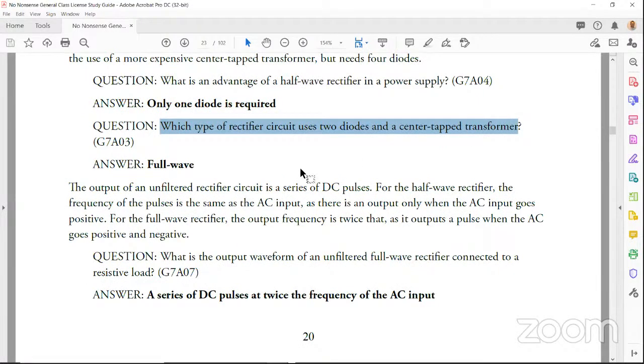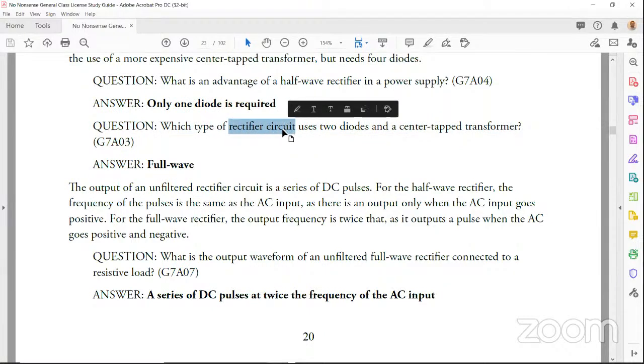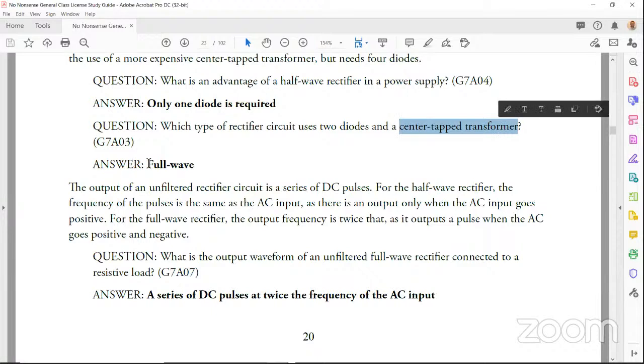Which type of rectifier circuit uses 2 diodes and a center-tapped transformer? So let's dissect this question a little bit. So they're asking us for which rectifier circuit. So is it half-wave, full-wave, bridge rectifier? Those are the 3 types that we learned. So it's one of those, right? But they're asking us about one that uses 2 diodes, as well as a center-tapped transformer. So that was the full-wave rectifier. Remember, a bridge rectifier uses 4 diodes without a center-tapped transformer, right? So the answer to this question is full-wave.